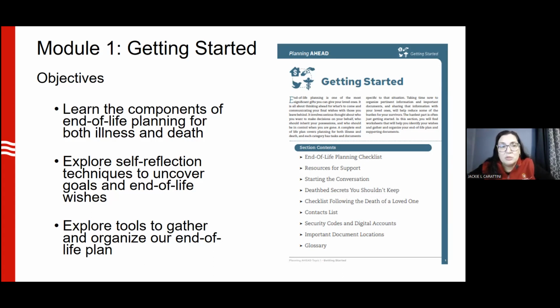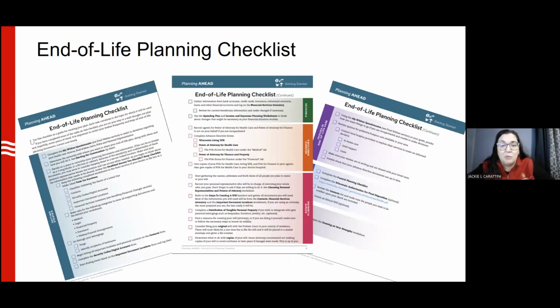So this first module is really about helping folks organize their thoughts, where are they at, doing some self-reflection. Although it is an overview, it also is very deep because it takes a lot of thought to think about where you are at in your planning process. What are your wishes? What do you want? And there are a lot of checklists and tools to help you organize your wishes and get them in a place so that you can share that information with your family and loved ones.